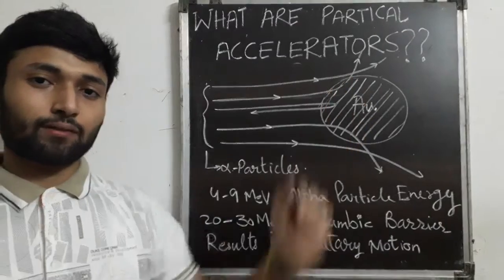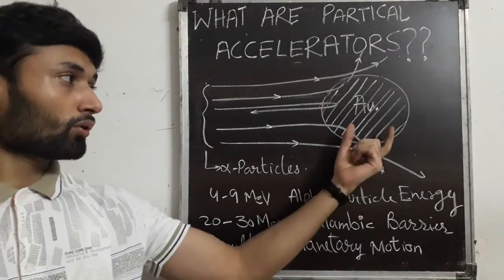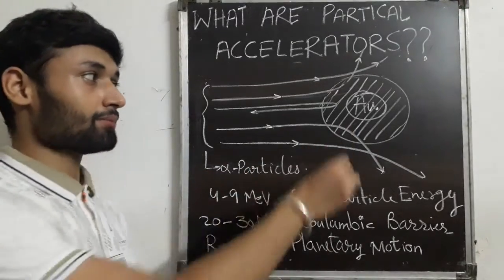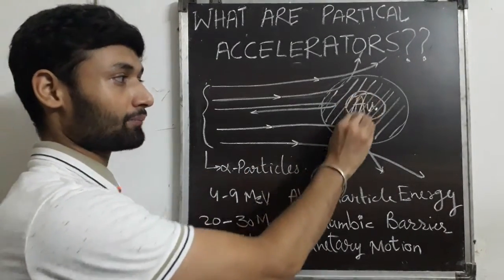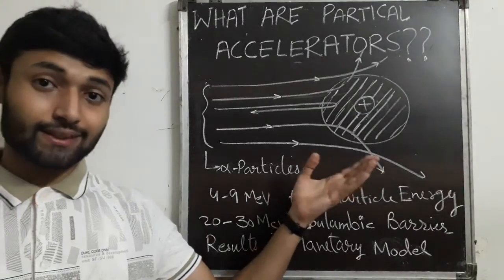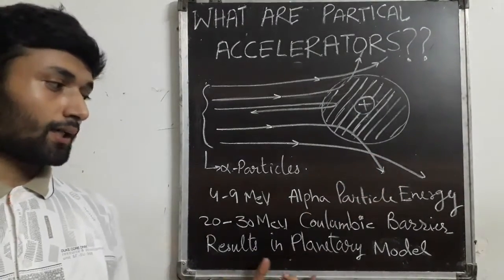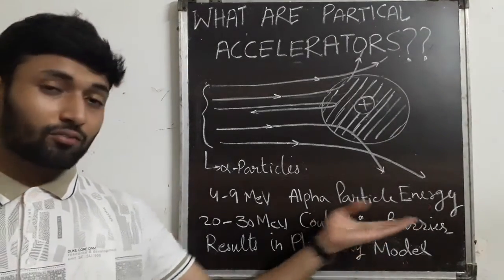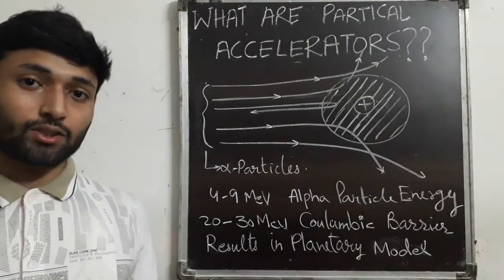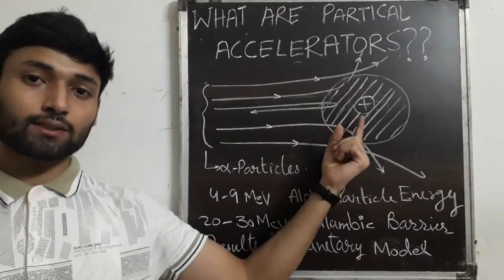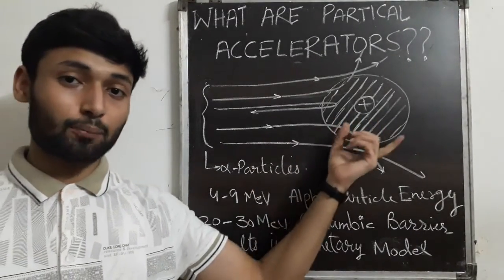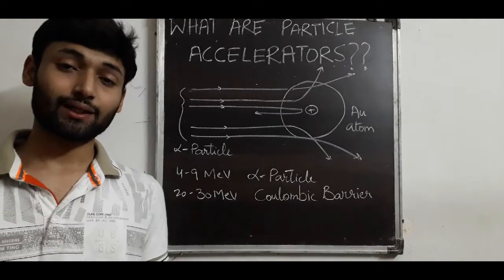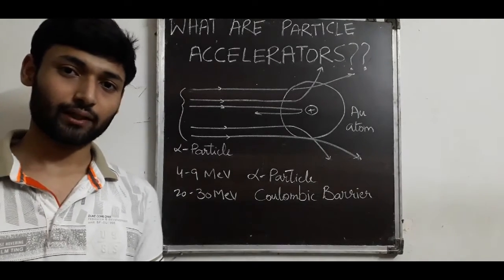From the divergence pattern of the alpha particles, we came to know, because the alpha particles themselves are positively charged, that there must be some positive core inside the atom. The observation from the Rutherford scattering experiment results in the planetary model of the atom. Here, the alpha particle does not have enough energy to reach the nucleus or break the nucleus apart. So the observation of the scattered particles helps us to understand the inside picture of the atom.